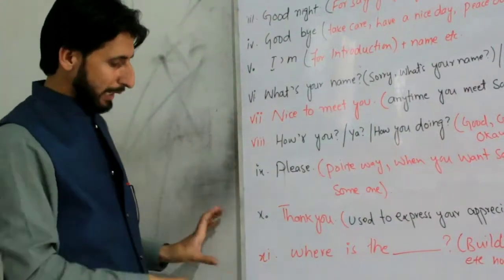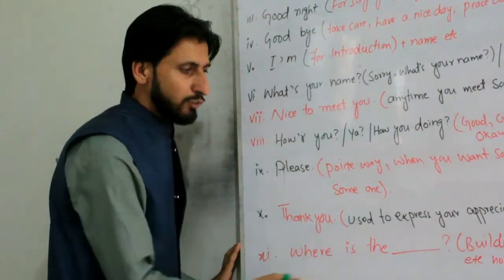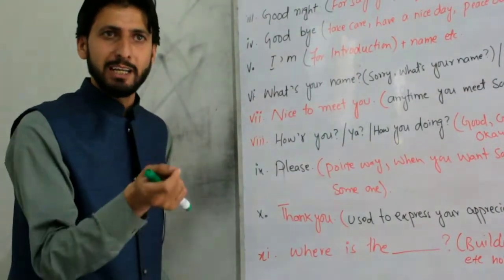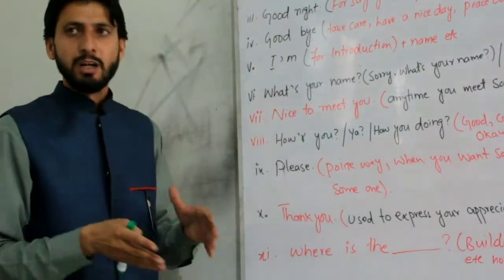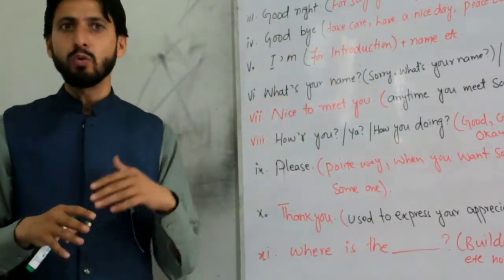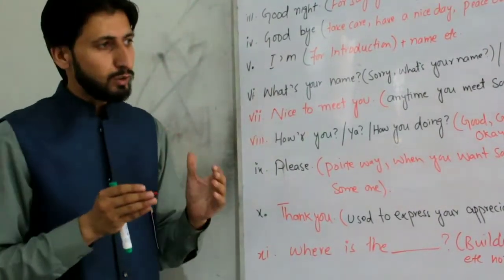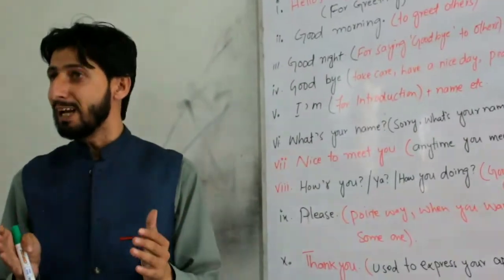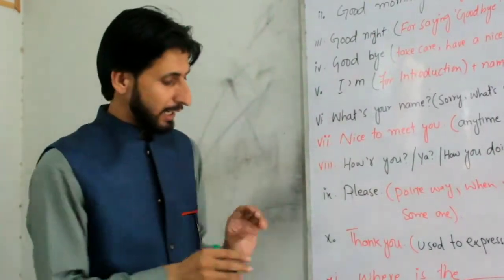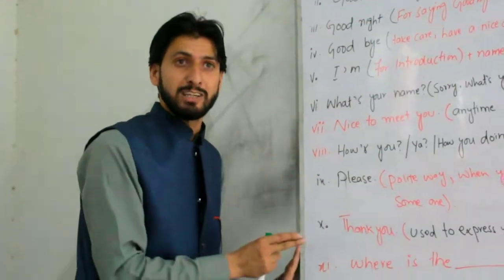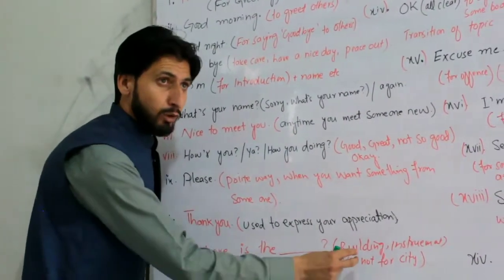Okay, now where is. This phrase is used when you are in a bazaar, on a road, in a street, or in a place and you want to know about that place, and you don't know the correct address of it, and a person is passing near you. You can ask this question: sir, where is the building of Global College?